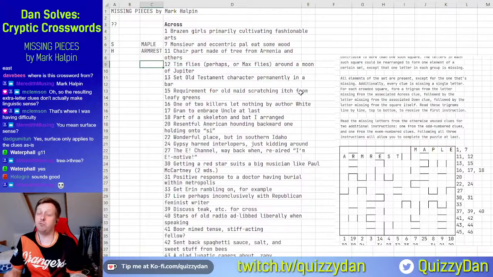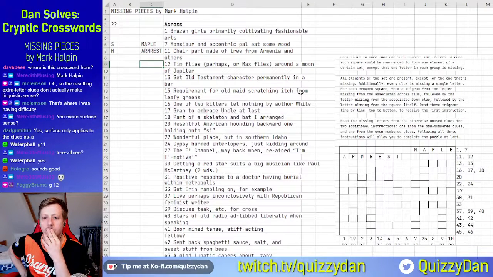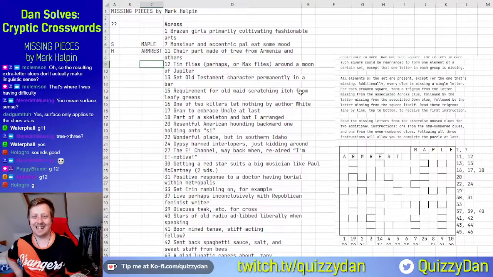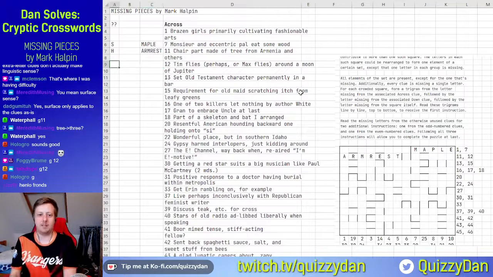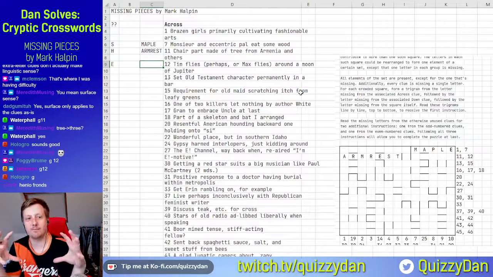Tim flies. I really want that to be time flies. Perhaps. Or Max flies around a moon of Jupiter. I'm going to need to know my moons of Jupiter here, aren't I? That feels like the definition. Tim flies. Perhaps. Or Max flies around a moon of Jupiter. Oh, hang on. My moon of Jupiter is going to be Io. It is time flies. E is missing here. So it becomes time flies, perhaps, and that's your definition.